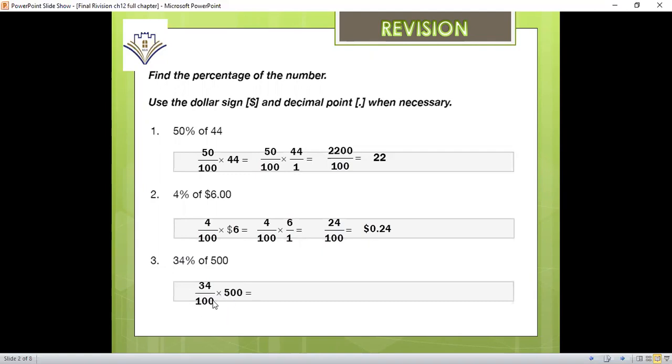Now we can simplify 100 and 500. Here is 2 zeros and here is also 2 zeros. We can omit them both. It means 100 divided by 100 equals 1, 500 divided by 100 equals 5, and 34 as it is. Then the answer is 34 multiplied by 5, which is equal to 170.